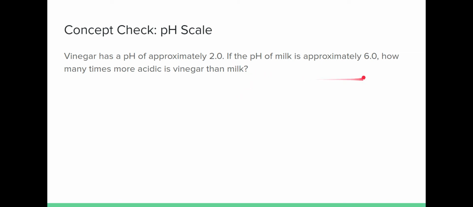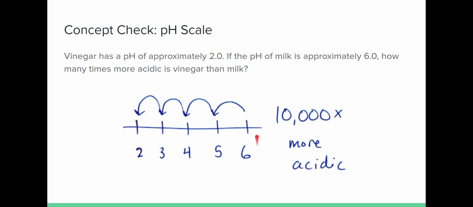If I take a look at this, I can see that the difference between 6 and 2 is 4. So to figure out how many times more acidic it is, I simply go by a factor of 10 for each spot that I move. So 10, 100, 1,000, 10,000. I can also take 10 to the fourth power to get my answer that it's 10,000 times more acidic than milk.